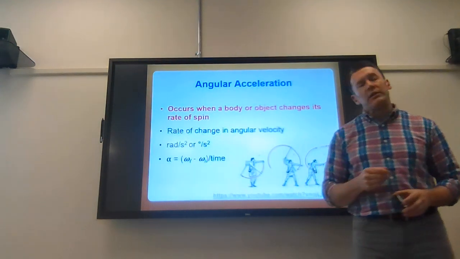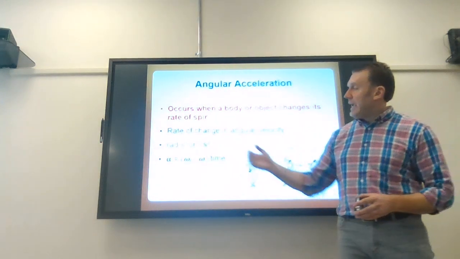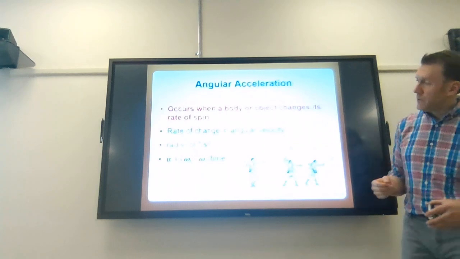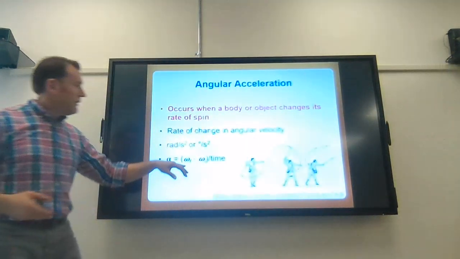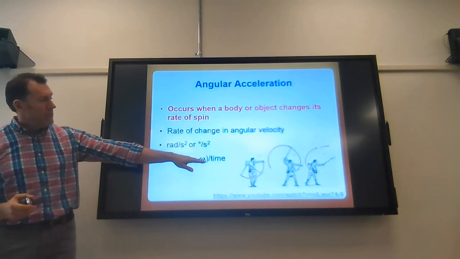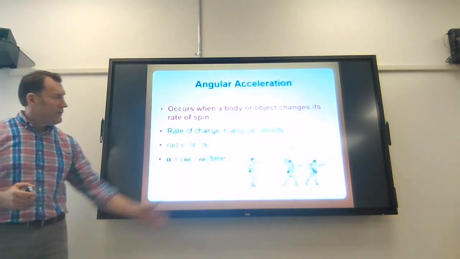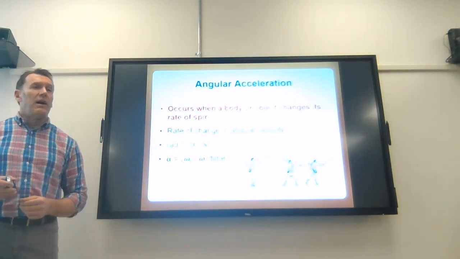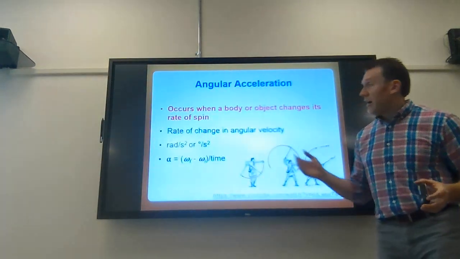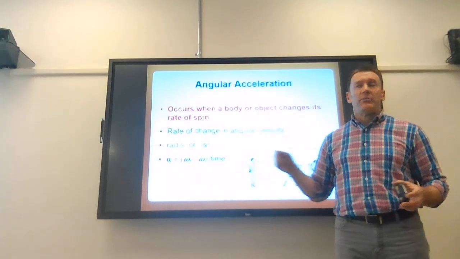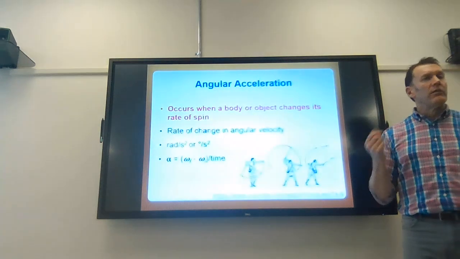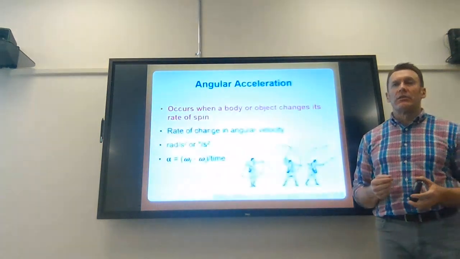So just as we calculated linear acceleration, angular acceleration is calculated the same way. So, remember omega, that's angular velocity. So, final angular velocity minus initial angular velocity divided by the time. So, remember that equation for linear acceleration, vf minus vi divided by time? It's the same, it's just for objects that are spinning around an axis. So, it's angular acceleration.